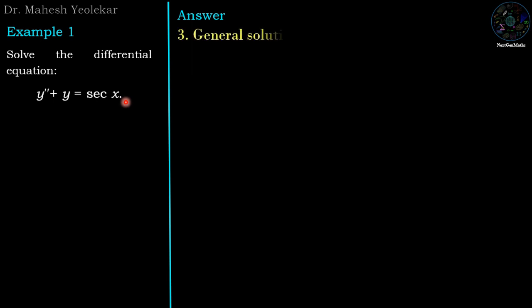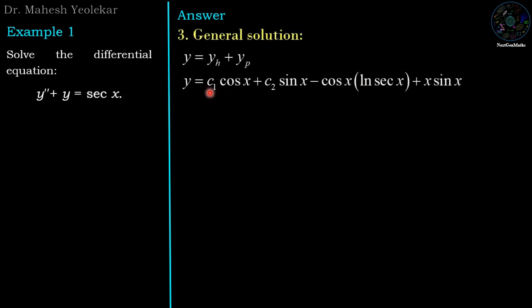Therefore the general solution is yh plus yp, which is y equals c1 cos x plus c2 sin x minus cos x ln sec x plus x sin x. So this is the general solution of the given differential equation.